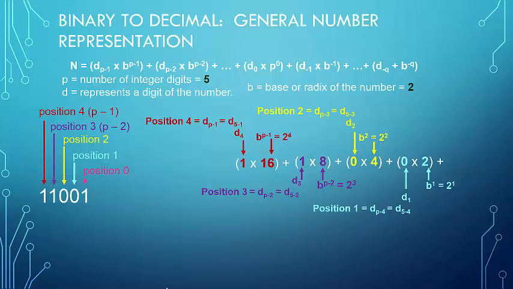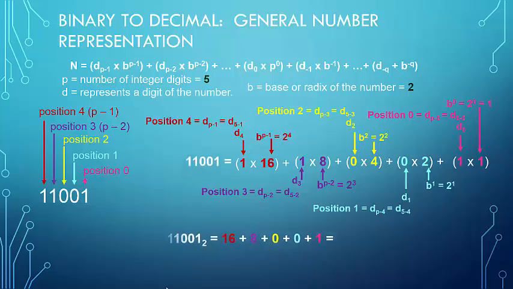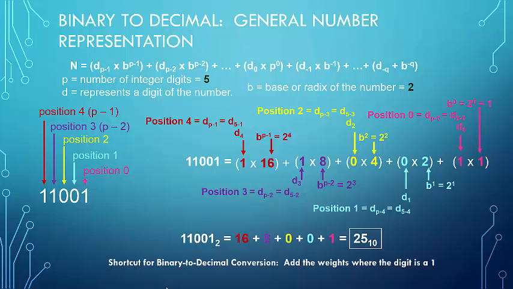And then our rightmost digit, our least significant bit, is in position 0. So we have that 1 multiplied by 2 to the 0 power, which is also equal to 1. So our 11001 is 16 plus 8 plus 0 plus 0 plus 1, which ends up being 25 base 10. Remember that our general number representation equation can convert any positional number system to decimal.